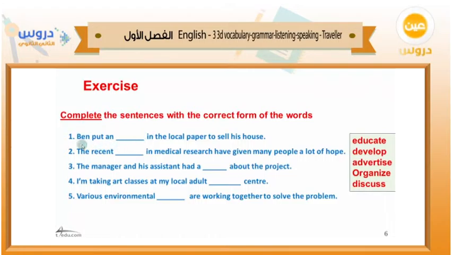For example, number 1: Ben put an... Of course, if you have an, it means it should start with a vowel. It could be E, O, or A. So, Ben put an blank in the local paper to sell his house. So what did he put in the local paper? Educate, develop, advertise. These are verbs, but the best one is advertise. So we take it here as a verb and we add ment at the end. So it becomes a noun, advertisement. Okay? So Ben put an advertisement in the local paper to sell his house.